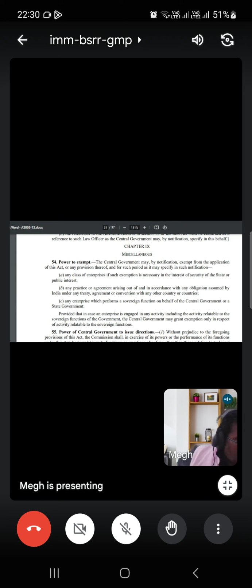Then the third feature is the constitution of the competition fund.